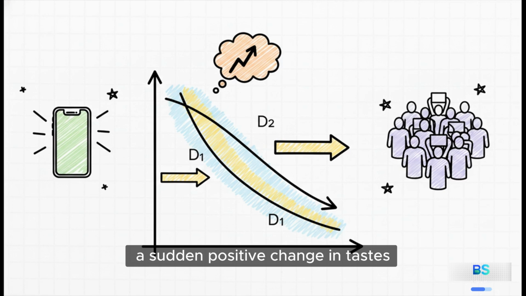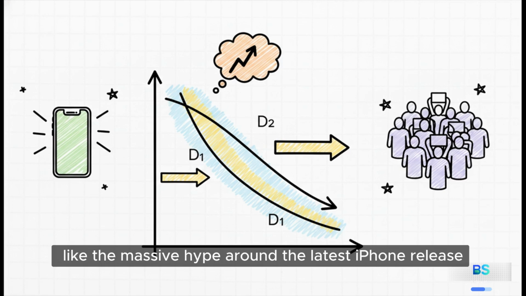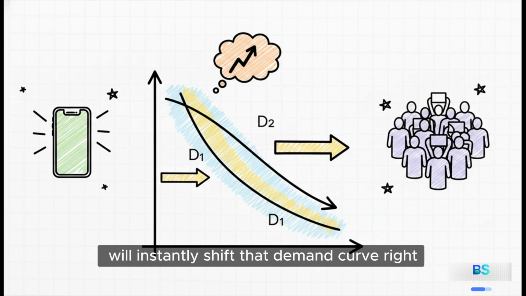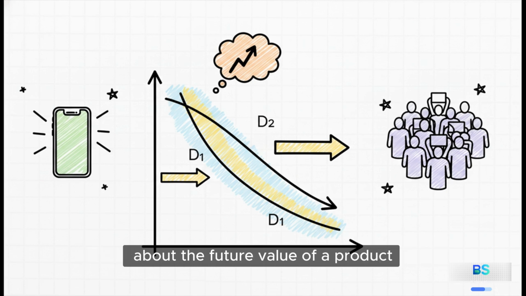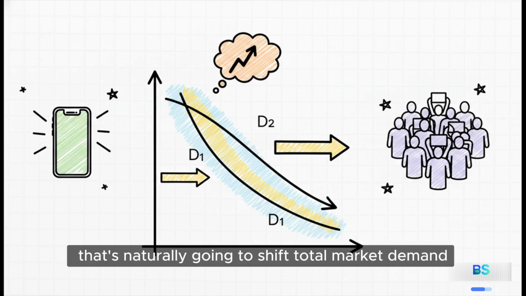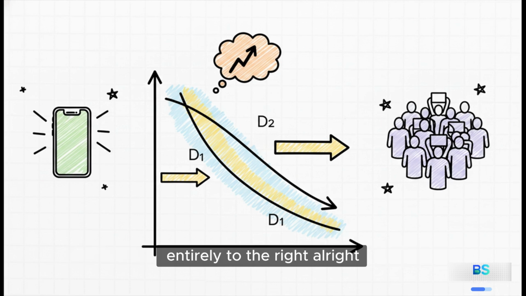The remaining factors are honestly highly intuitive. A sudden positive change in tastes, like the massive hype around the latest iPhone release, will instantly shift that demand curve right. The exact same goes for favorable expectations about the future value of a product. Plus, simply increasing the sheer number of buyers in a market, say through demographic shifts or launching a product globally like a Samsung Galaxy Tab, well, that's naturally going to shift total market demand entirely to the right.